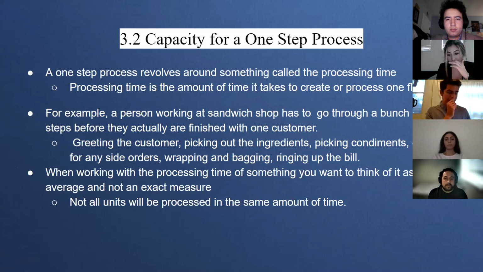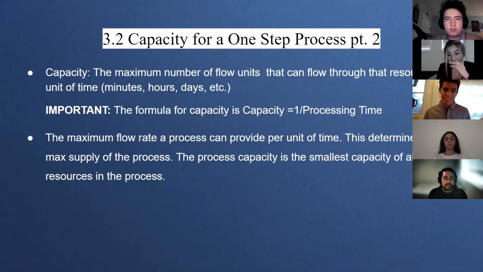All right, so on to the next slide. This is part 2. We're going to talk about what's called capacity. Capacity is the maximum number of flow units that can flow through a resource per time. For example, a machine can create 50 pencils per hour. That's how many things could be created by that individual machine in 1 hour. But of course, it doesn't just pertain to hours. It could be minutes, hours, days, even weeks or months. So how many of these can be created in a week? How many can be created in a month, and so forth.